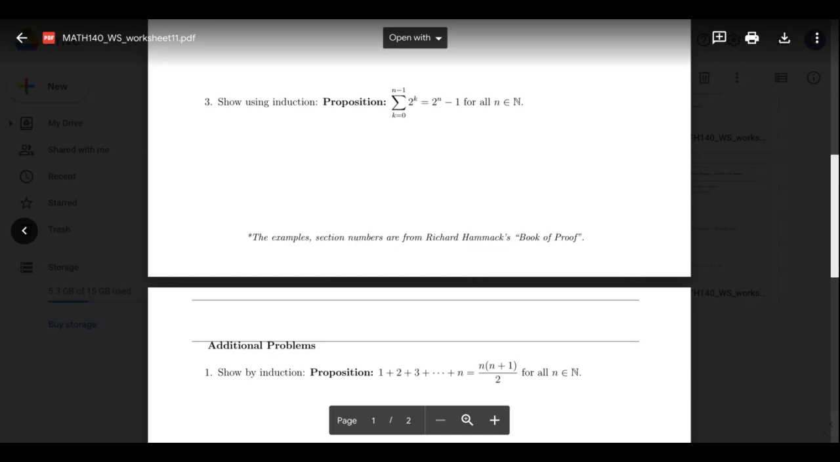Right, and then you need to show 5 divides that. Okay, you need to show your third line. You need to show P of n plus 1 is a true statement, which means 5 does divide n plus 1 raised to the 5 minus n plus 1. So the rest of it, we just need to do the algebra.